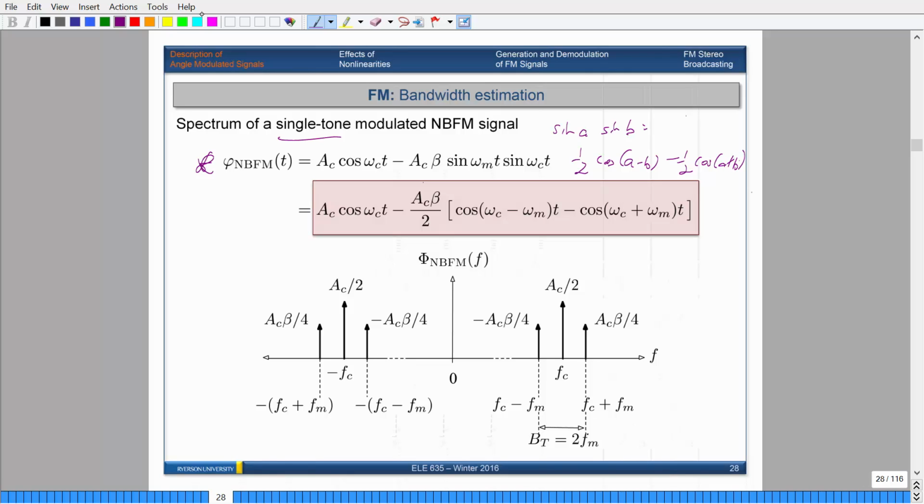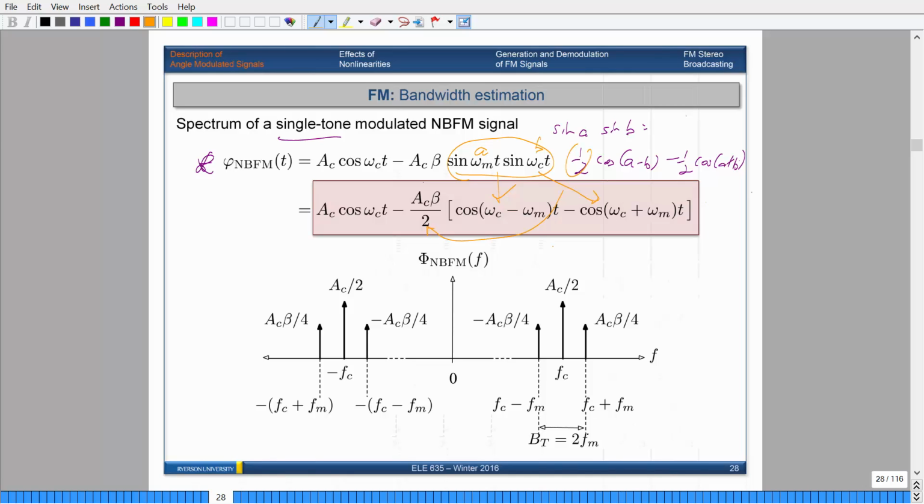Okay, so this stuff will be given to you on your midterm. You're not expected to memorize this. These relationships will be given to you on the midterm, so you don't have to memorize. All right, so when you use this formula here, this is A, and this is B, you get the following, as you see over there. So you have your carrier by itself, and then you have two additional cosines that are scaled by AC beta over 2. So that factor of half comes into play over here.